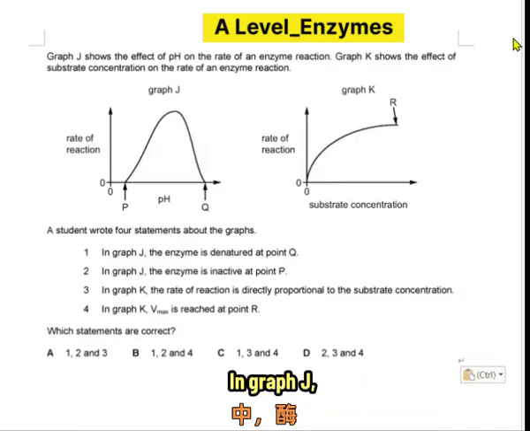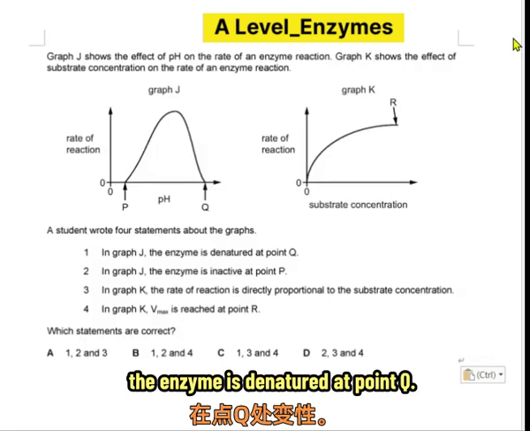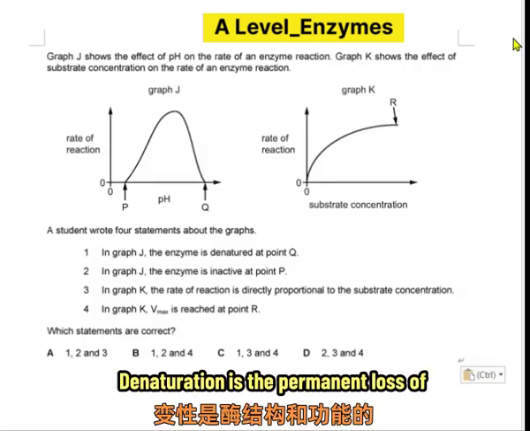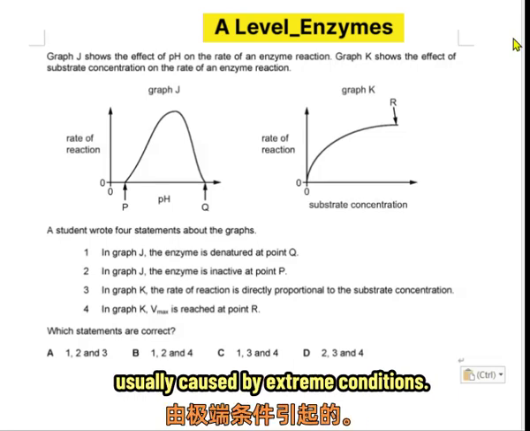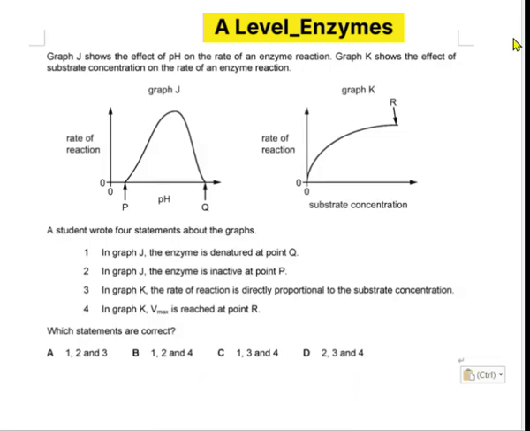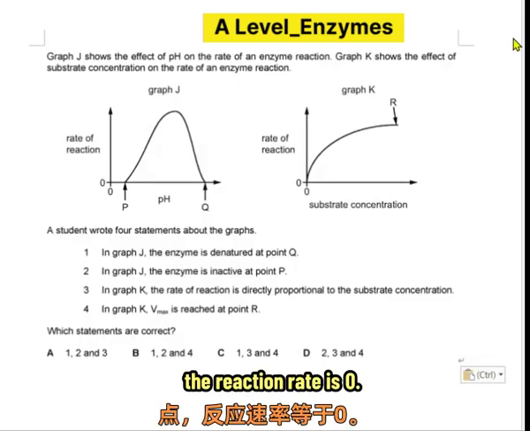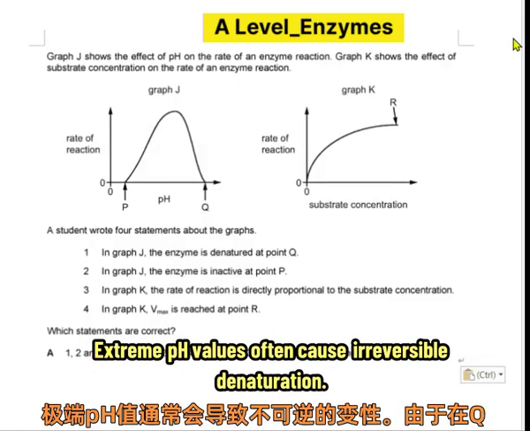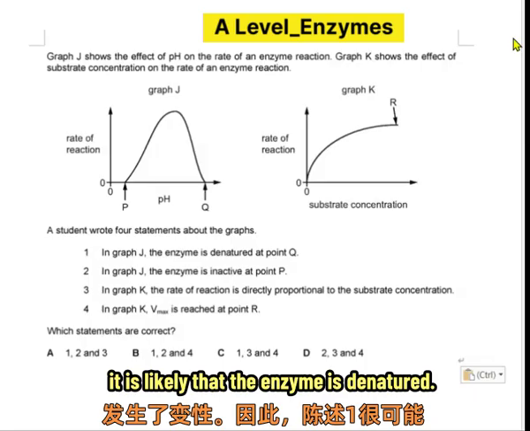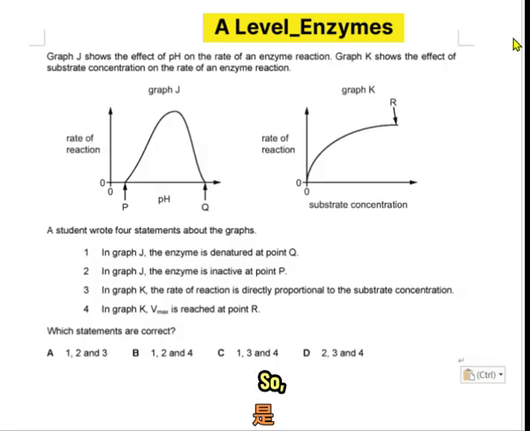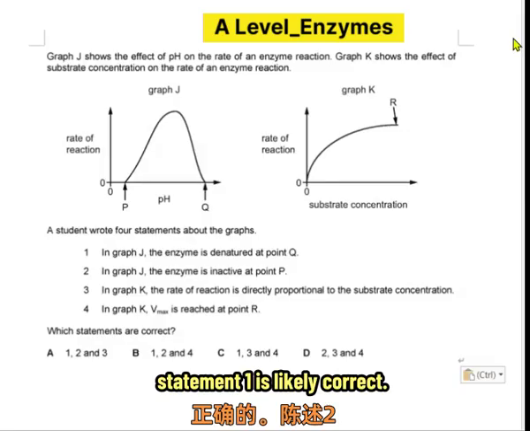Statement 1. In graph J, the enzyme is denatured at point Q. Denaturation is the permanent loss of an enzyme's structure and function, usually caused by extreme conditions. At point Q, the reaction rate is 0. Extreme pH values often cause irreversible denaturation. Since the rate drops to 0 at Q, it is likely that the enzyme is denatured. So, statement 1 is likely correct.